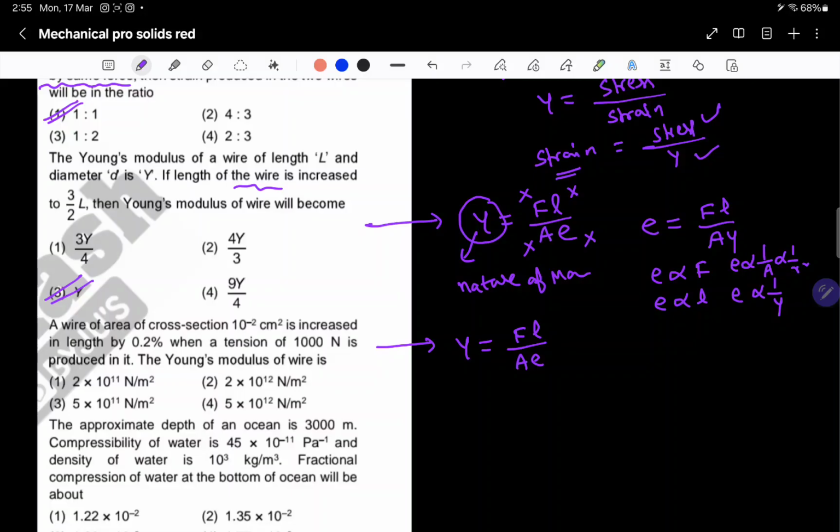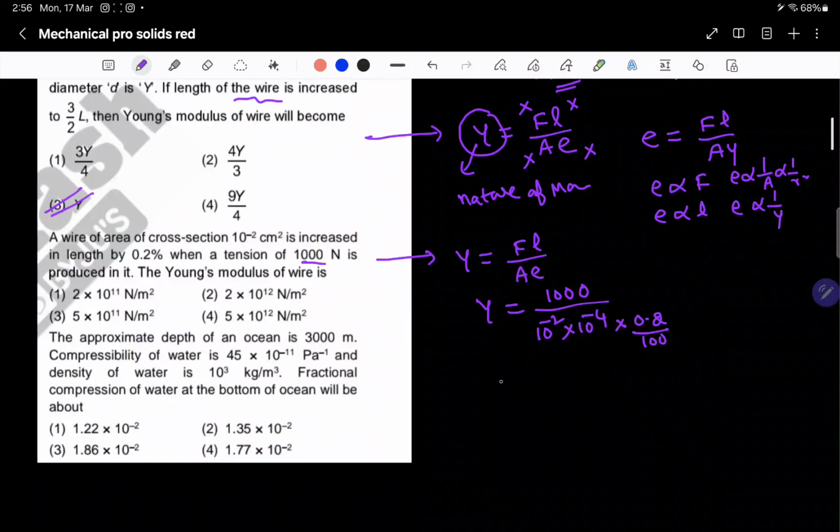Yes. Now here Young's modulus Y equal to F, force is given 1000 newtons, students. Length is directly not given, increasing length is given. Okay. So area of cross section 10 power minus 2 centimeter square, 10 power minus 2 into 10 power minus 4 meter square, and 0.2 elongation per unit length. So that means E by L is directly given here, 0.2 percentage. So 0.2 by 100.